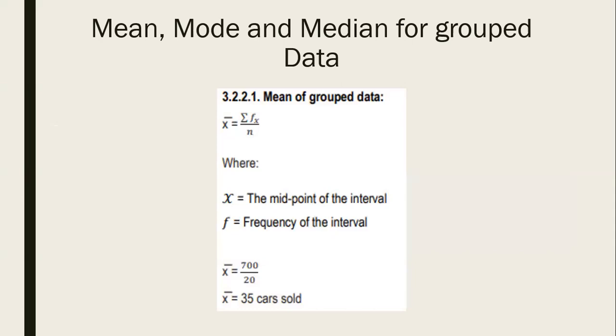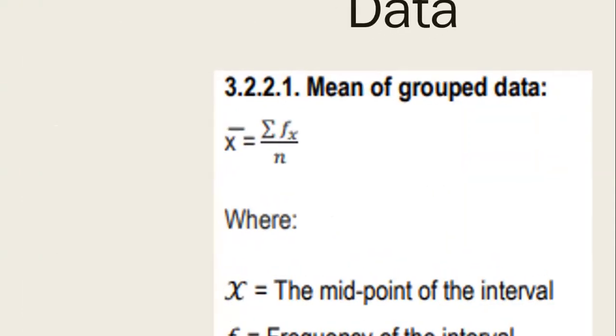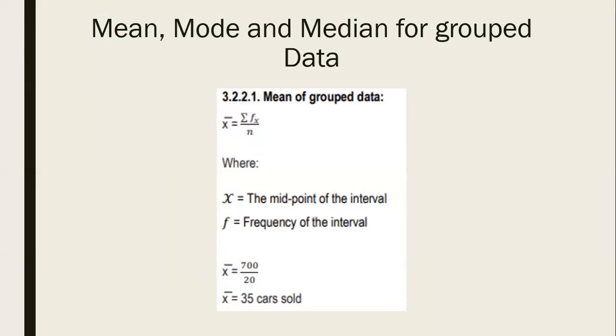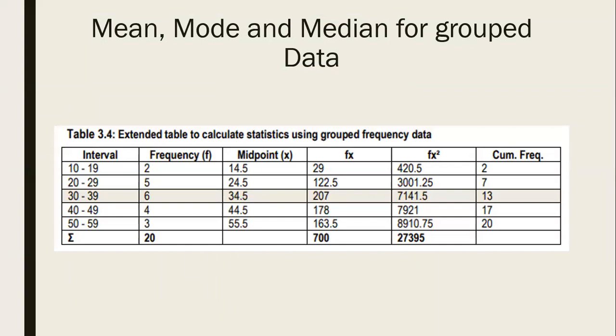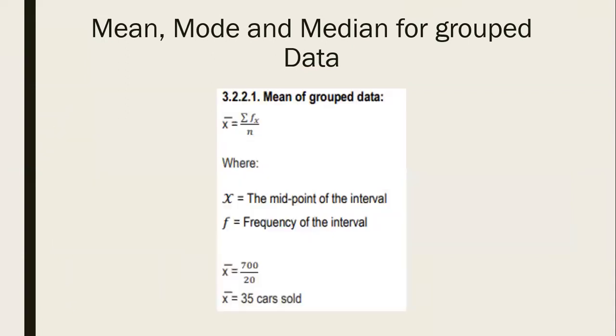From your study module, you can see that to calculate the mean for grouped data, you say summation of fx over n. So what is the summation of fx? It is the summation of all these values. When you add these values, that is this value. The summation is 700, divided by n, which is 20. So 700 divided by 20 gives you a mean of 35 cars.